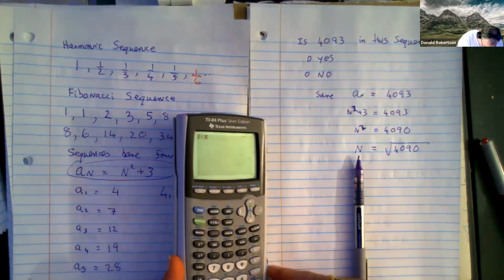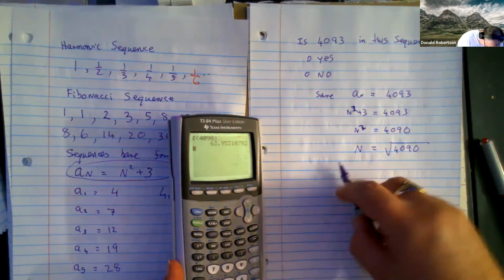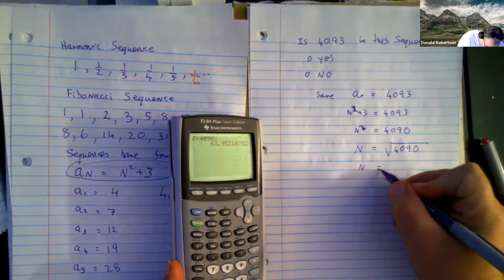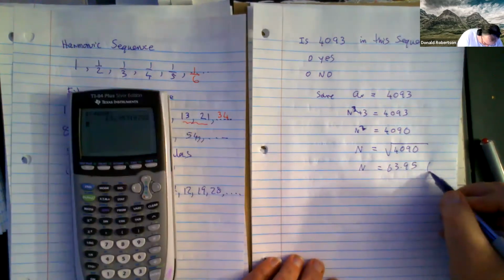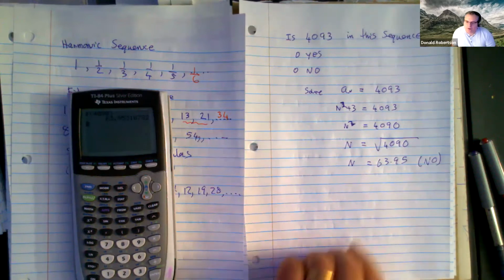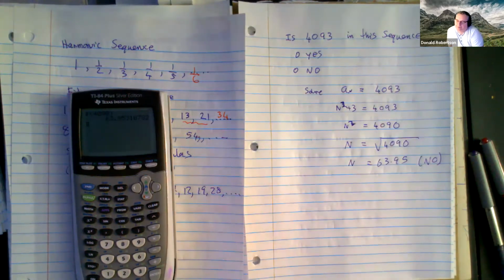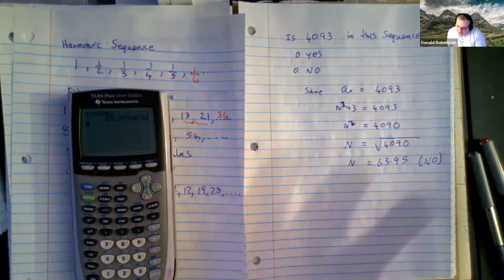And the square root of 4090, I mean, it does exist, but it's 63.95. So my conclusion is: no, this number is not in the sequence. n has to be a whole number. It does, doesn't it? You can only be the 40th number in the list, a sequence, right? Or the 41st number in the list.